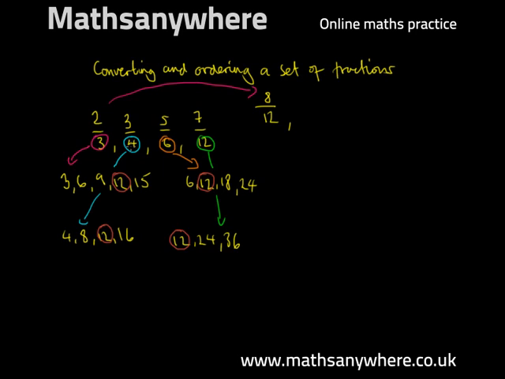Next, it's the same thing. We need to get 4 to 12. To get 4 to 12, we times it by 3. 4 times 3 is 12. Because we've times the bottom by 3, we need to times the top by 3 as well. 3 times 3 is 9.